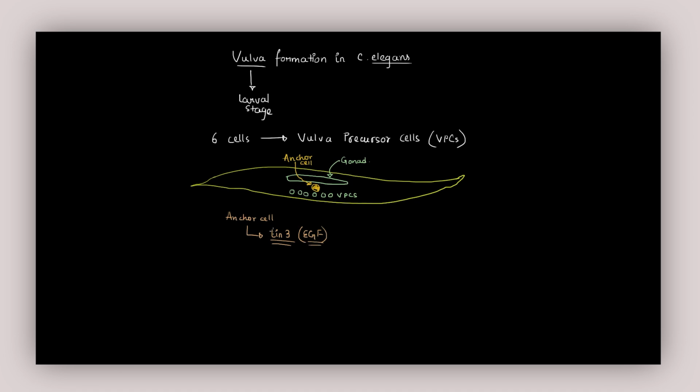So if this anchor cell is destroyed somehow, then this is going to lead to the vulva precursor cells forming the hypodermal cells. So hypodermal cells, this is the default fate. But when Lin3 is there, when the anchor cell is intact, this default fate is overridden and we get the vulva, or the cells that are forming the vulva.